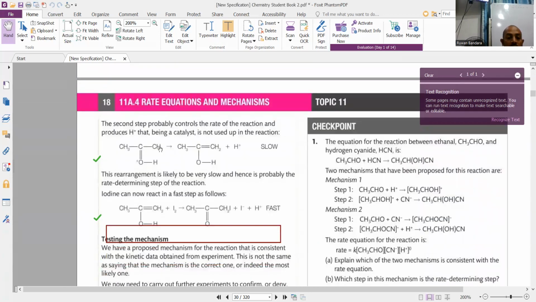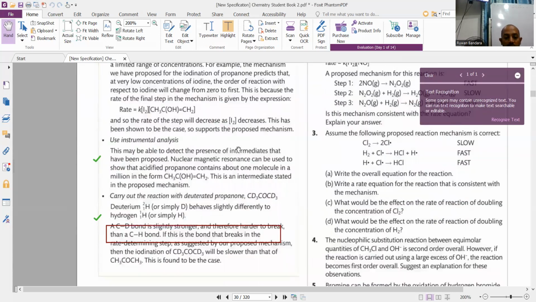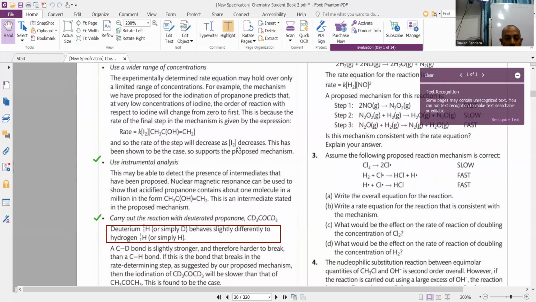Here in the second step, one of the hydrogens goes out. If D is here, you can clearly see that D goes out. You can analyze the presence of deuterium. We want to make a CD bond, a carbon deuterium bond.